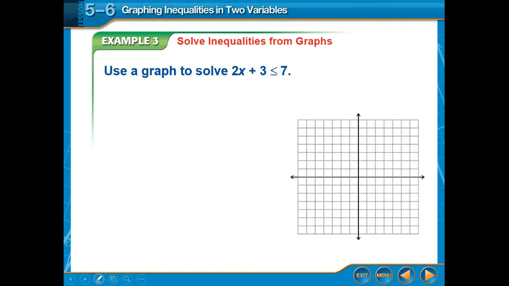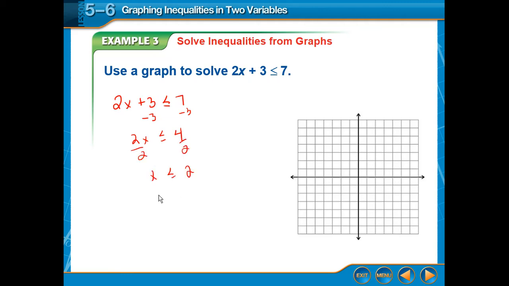Example 3 says, use a graph to solve 2x plus 3 is less than or equal to 7. Now in this one, I only have one variable, so I can isolate that variable first. So to do that, I'm going to do minus 3. So I get 2x less than or equal to 4, and then I can divide by 2 and say x is less than or equal to 2.